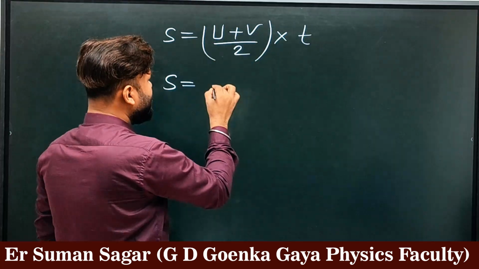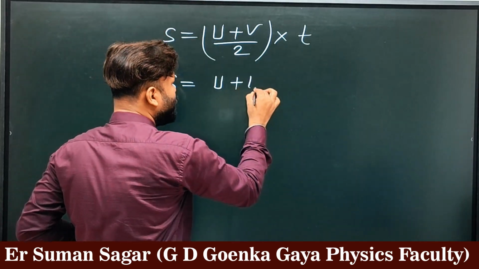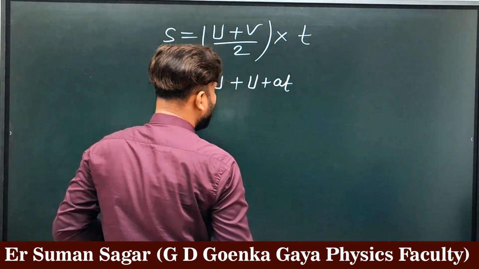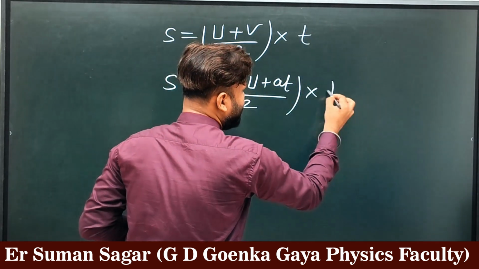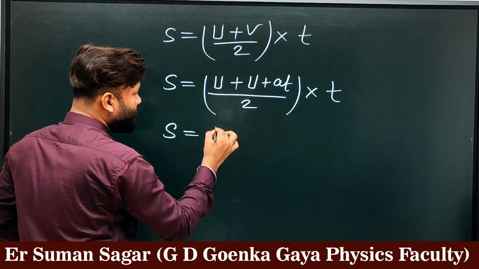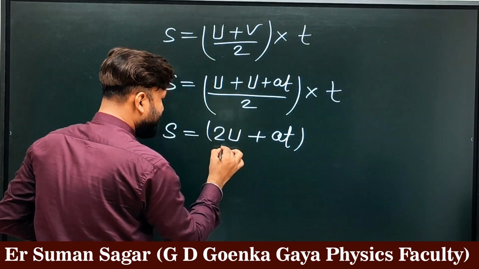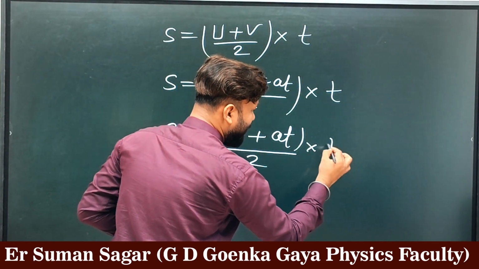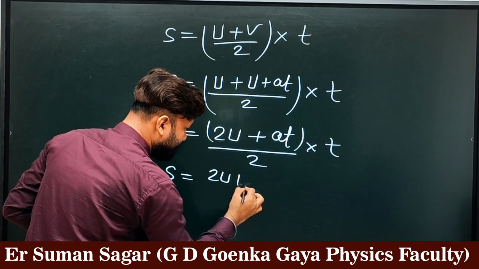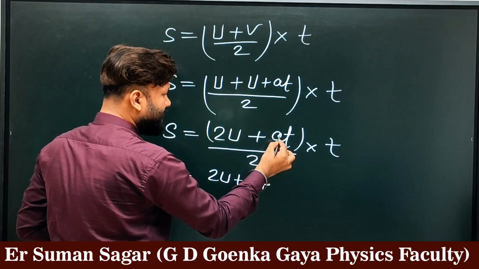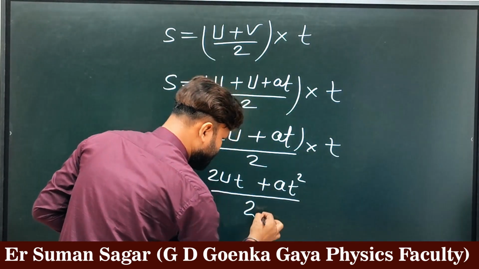Now in place of v, what we will write, students? Right now we have learned, in place of v, we will write u plus at. Now divide by 2, multiplication time t. Now u and u will get added, so 2u plus at divided by 2 multiply t. So here we can say s is equal to 2u multiply with t. So 2ut plus at and t multiply, then you will say at square division, that is 2.